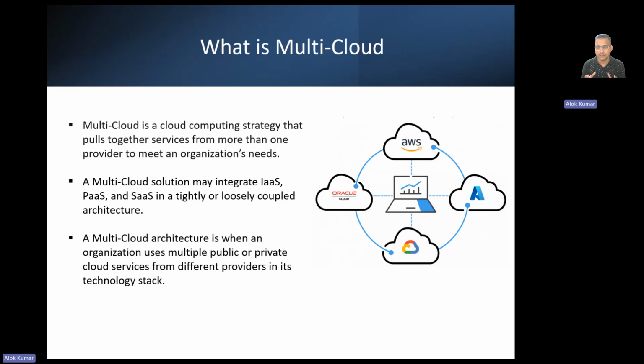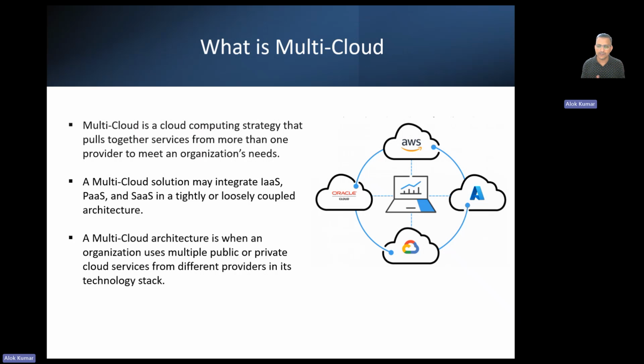A multi-cloud strategy includes infrastructure as a service, platform as a service, as well as software as a service solutions. These different types of services are either tightly coupled or loosely coupled. That all comprises your multi-cloud strategy.